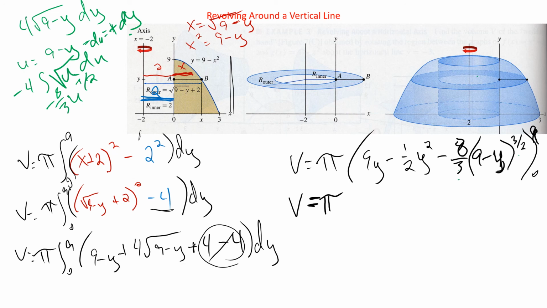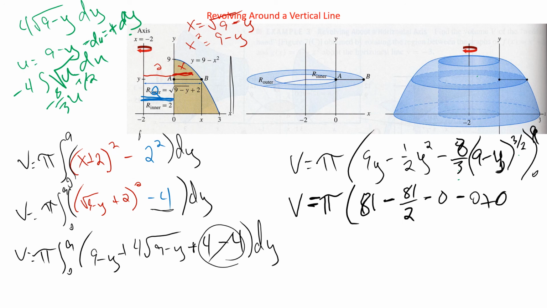Pi, plug in 9. It's going to get us 81 minus 9 squared is 81 times 1/2 is 81 over 2. Minus, when we plug in 9 here, 9 minus 9 is 0 to the 3/2 times something is just minus 0. That's okay, but be thinking when we plug in 0, it's probably not going to be 0. So now plug in 0, so minus, plug in 0 to 9y, that's 0, plus plug in 0 to the 1/2 y squared is 0.